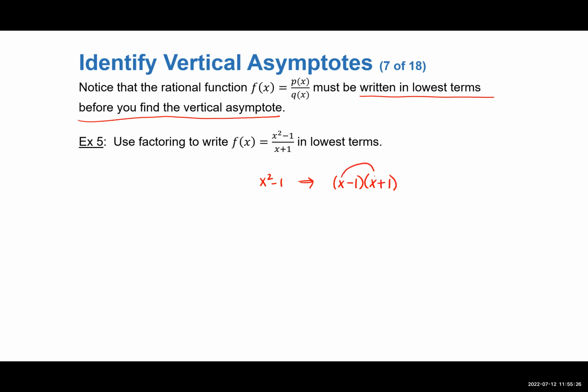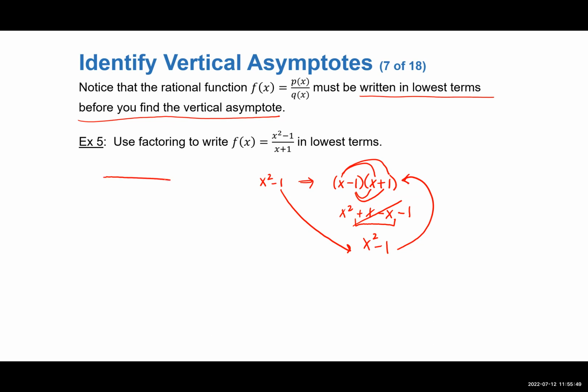Remember that this is x times x, which is x squared, 1 times x, which is positive x, -1 times x, which is negative x, and then -1 times positive 1, which is -1. These two middle terms cancel, and you're left with x squared minus 1. So that's how this is equal to this.